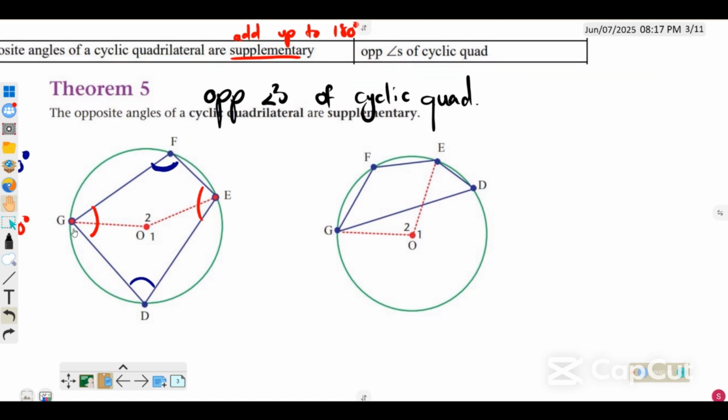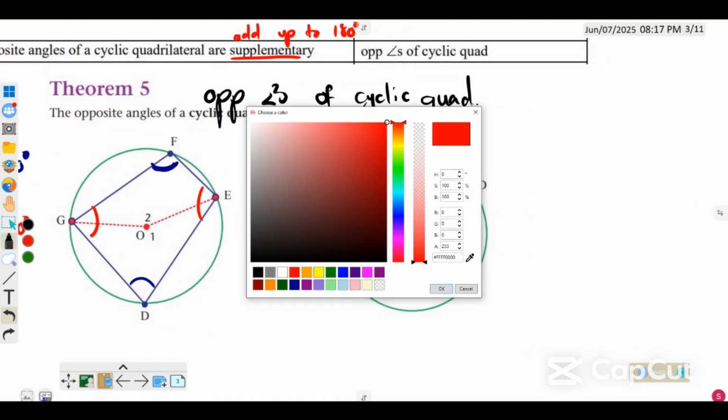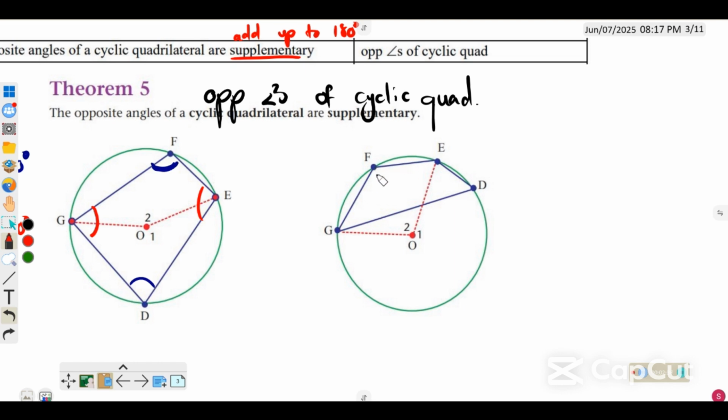And then if you look at this one again, it's still a cyclic quadrilateral because it is a four-sided figure that touches the circle circumference how many times? 1, 2, 3, 4 times, which means the angle G when added to angle E, because they are opposite to each other, should give us 180 degrees. And also angle F when added to angle D should give us 180 degrees. Of course, this one we must learn the proof.